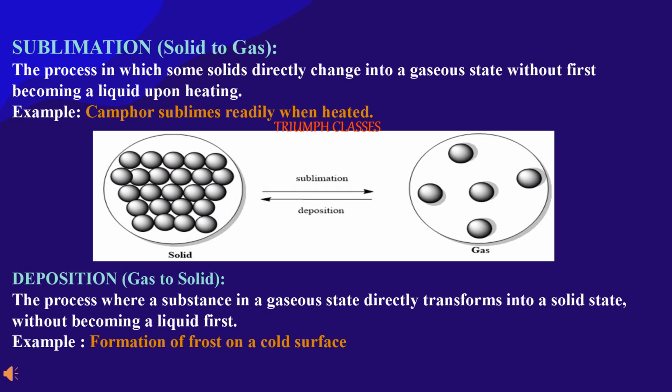Sublimation. It is a process in which some solids directly change into a gaseous state without first becoming a liquid upon heating. For example, camphor sublimes readily when heated. Next, deposition. It is the process where a substance in a gaseous state directly transforms into a solid state without becoming a liquid first. For example, formation of frost on a cold surface.